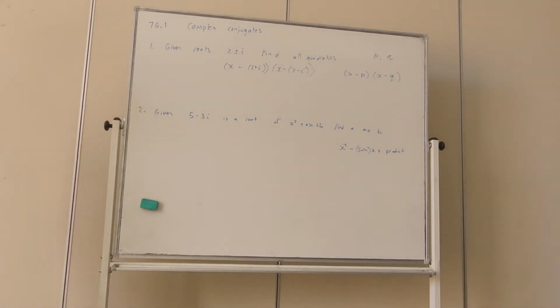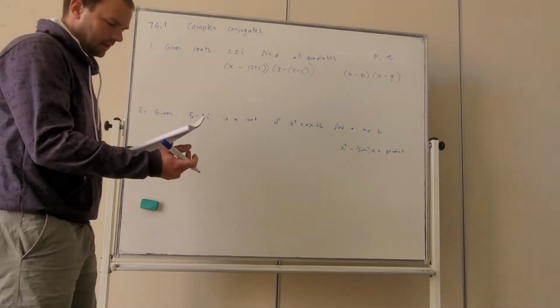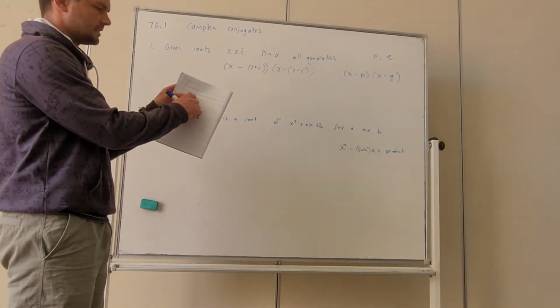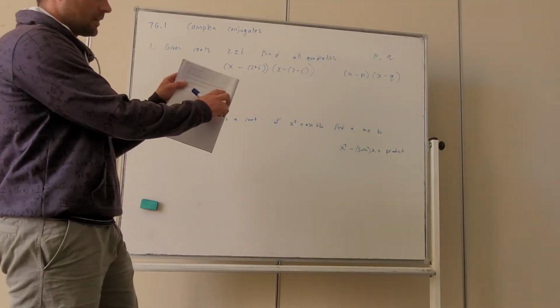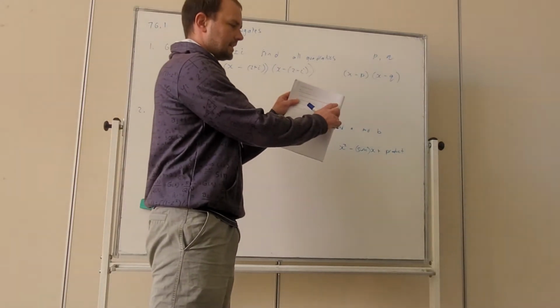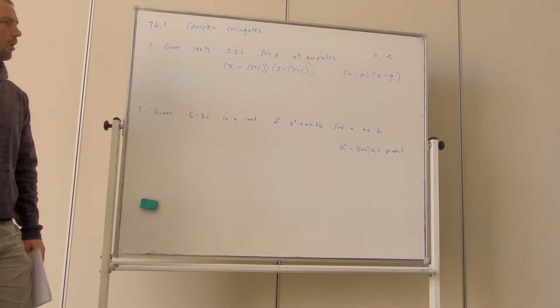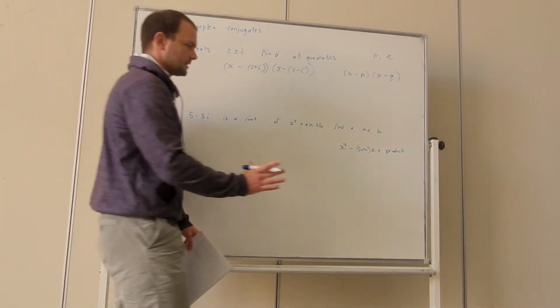All right? But there's actually a quicker way. Okay? So you've got a formula here. It says if roots are c plus di and c take di, then we've got x squared take 2cx plus c squared plus d squared. So we can use that formula to find the quadratic. Or we can remember this as well.